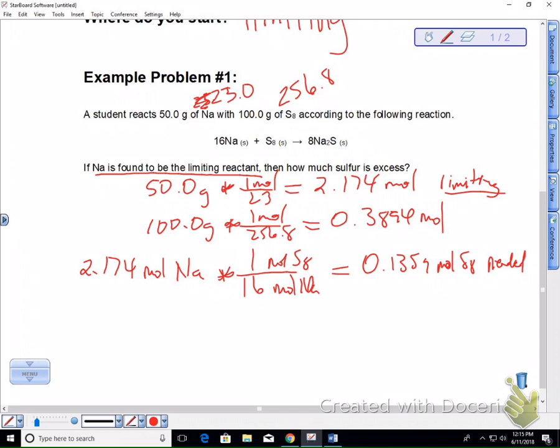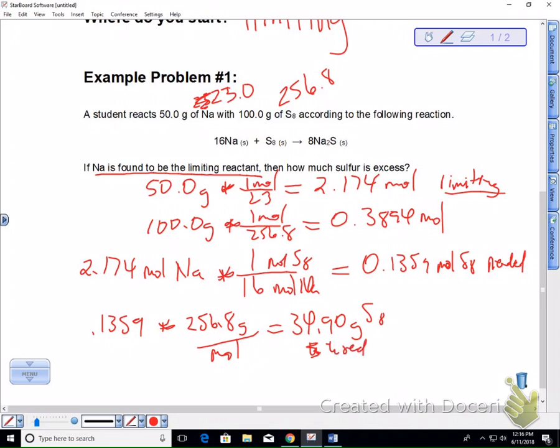Now, if I take that, what we're going to do now is figure out how many grams that is. So we'll multiply it by the molar mass that we've already figured out before. And that is 34.9 grams of the S8 used. Sorry, that is used or needed. I'm using those words interchangeably for some reason, but they mean the same thing. So I need 0.1359 moles, but that also means I need 34.90 grams. But that is not the excess.